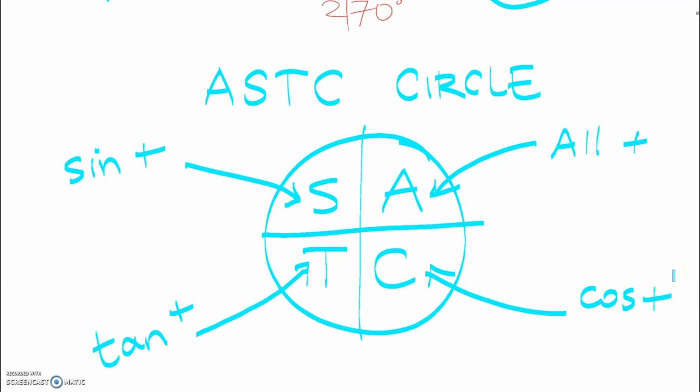Okay? So if I happen to be in this quadrant and I want to know the sine of a particular angle in there, I know it'll be positive. Whereas if I want to know the cos of that same point in there, it'd have to be negative, because the only one in the second quadrant positive is sine. So we'll do some examples in the next video.